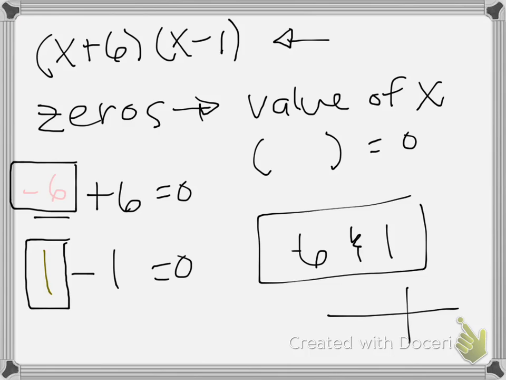I meant, yep, I was correct: negative 6 and 1. So that means your graph crosses right here at negative 6 and over here at 1. We know it's concave up, so it's going to look something like that. And this is how you find the zeros to a factored form equation.